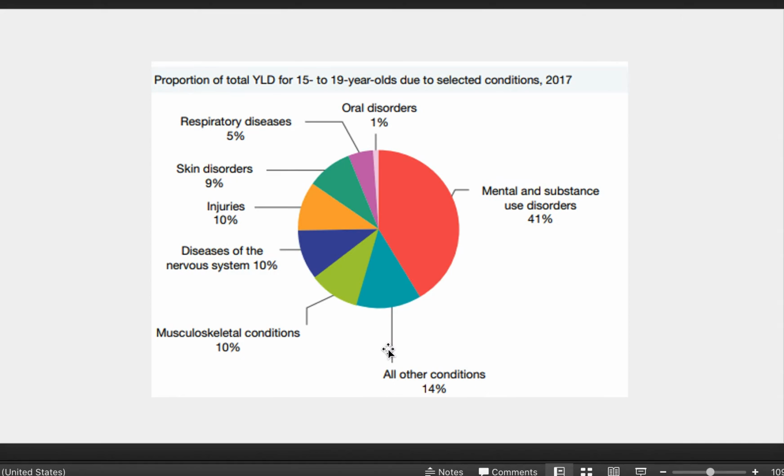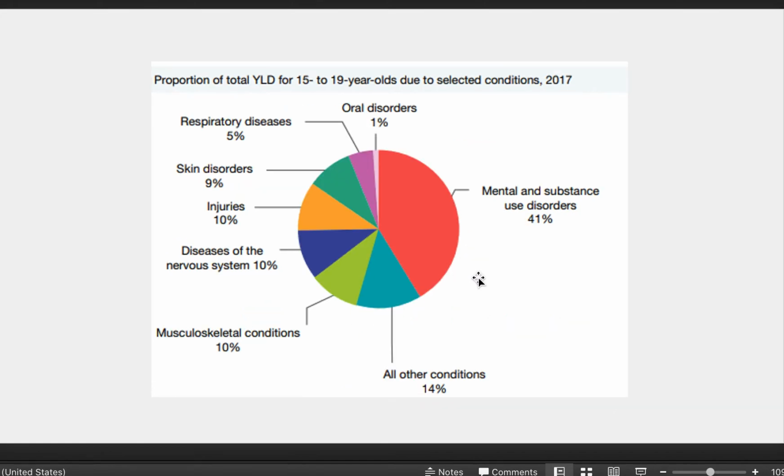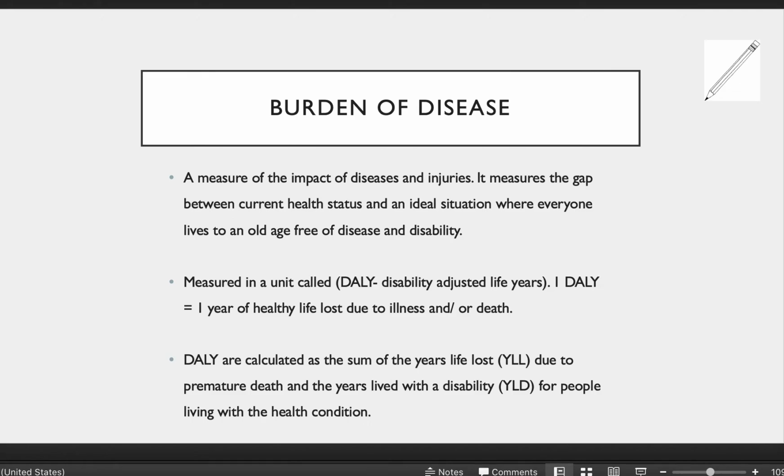So the YLD for 15 to 19-year-olds changes slightly, and what's interesting is what you can see here is the difference in these numbers. I can see that mental and substance use disorders from 10 to 14-year-olds is 32%, and when we move up to 15 to 19-year-olds, that increases to 41%, so some of these others must be decreasing to keep that pie at 100%. I know after having discussions with students in this class that we are under a very, very good awareness of mental and substance abuse disorders.